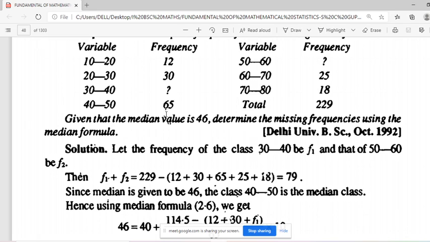And if we add this observation to 65, what is that? 107. So the possibility of the median will be in this class, 40 to 50. The possibility of the median class will be 40 to 50.